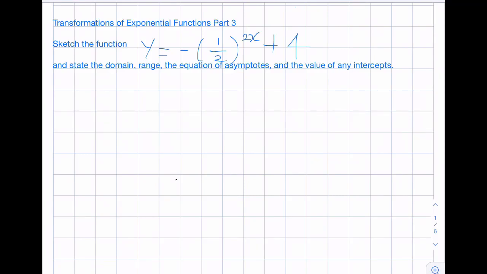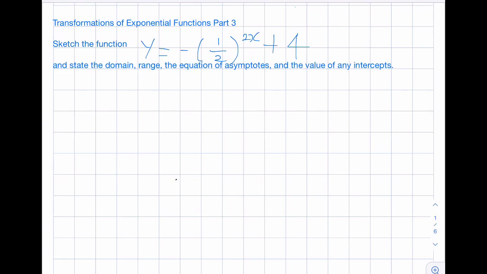Alright, this is part 3 of Transformations of Exponential Functions. So here we have the question: sketch the function and state its domain, range, the equation of asymptotes, and the value of any intercepts. The first step in solving this question, guys, is to draw or state the transformations.